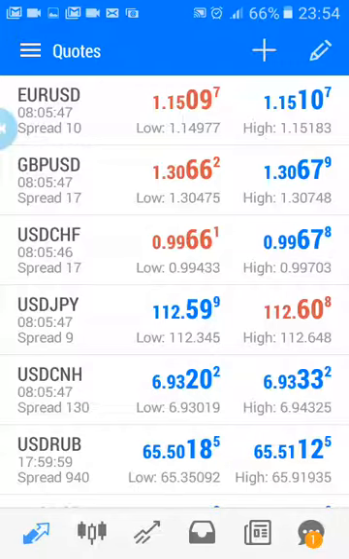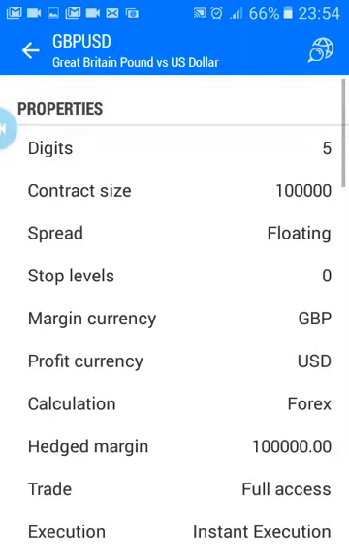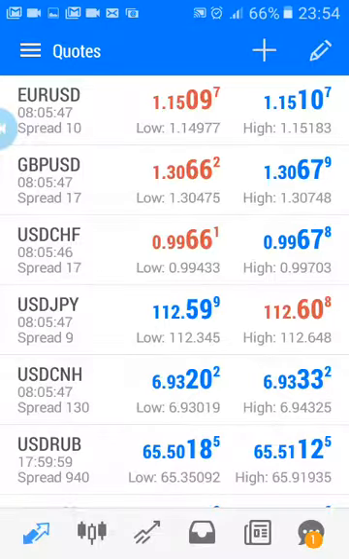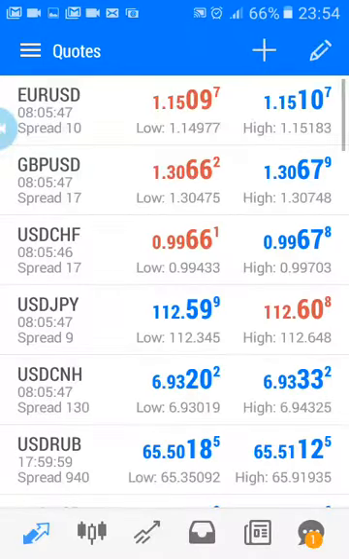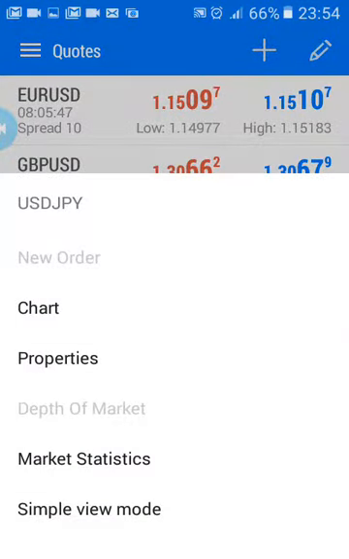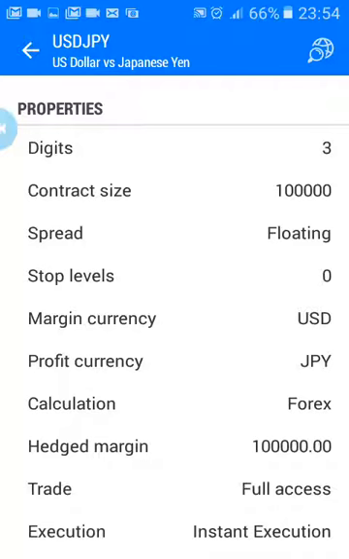This GBP stands for the Great Britain pound, and the US dollar. Let me just hold on to it and leave it again. Press properties, and there it is, the Great Britain pound versus the US dollar. Up there, you see that. And then again, we have the US dollar and the Swiss franc. You hold on to it, you let it go, you press the properties button, and it will tell you this is the US dollar and the Swiss franc. You move on, you press the US dollar and the Japanese yen. You want to know the name, you press properties, and there it is, US dollar versus the Japanese yen.